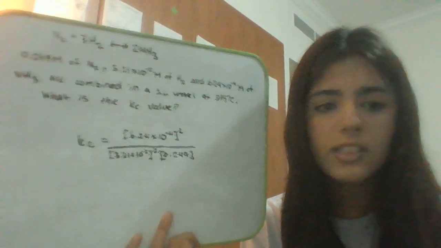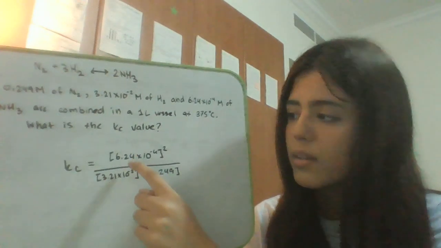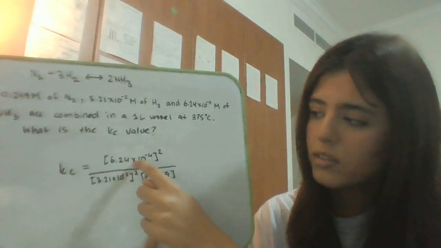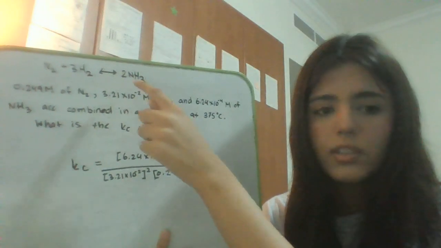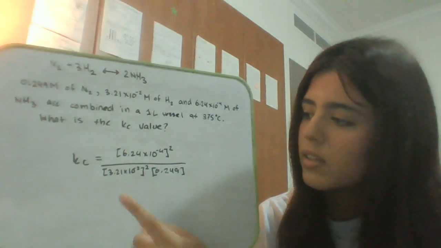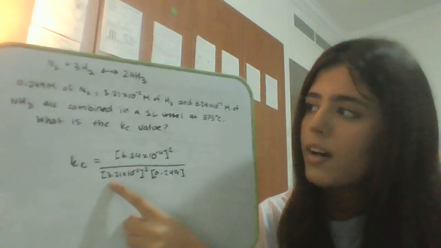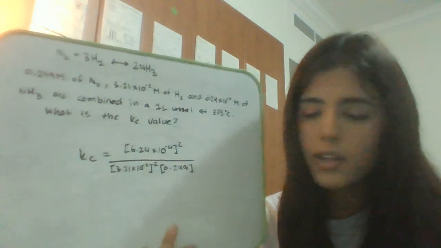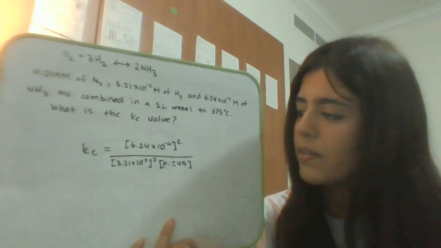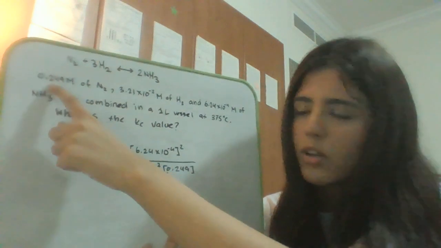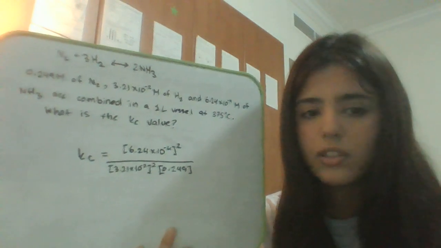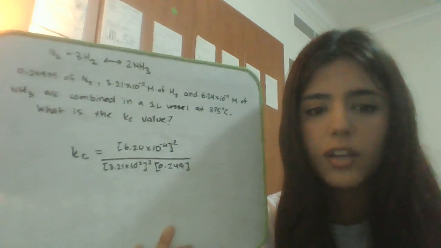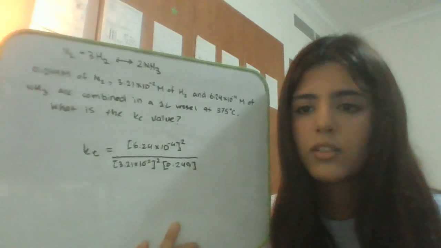Okay guys, so here is our Kc expression. The concentration of NH3 at equilibrium is this value. I put that into brackets and squared it because the coefficient is 2. And the concentration of H2 at equilibrium is this value, and we have to cube it because there's a coefficient of 3. And the concentration of N2 is just this, and we're not going to put it to any power because the coefficient is just 1. Now you can just directly plug this into a calculator and you'll get your Kc value. So I'm going to go ahead and do that.